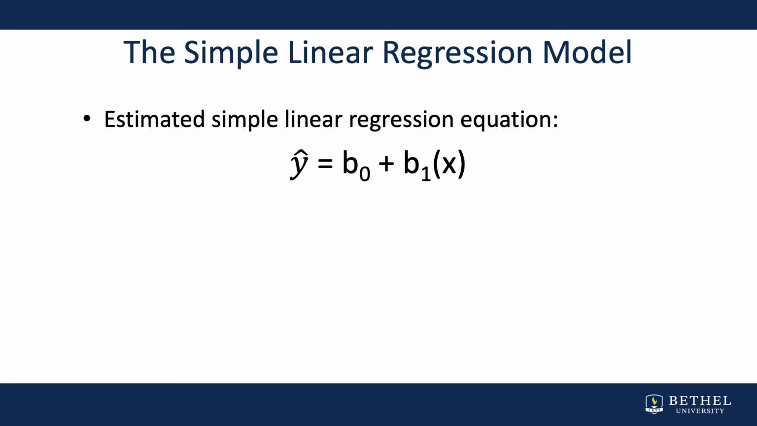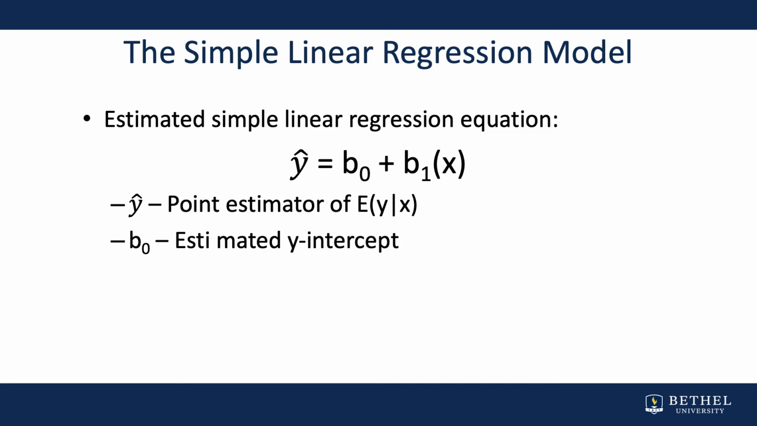Here's an example of a simple linear regression equation using the sample statistics. y hat is equal to b sub 0 plus b sub 1 times x, where y hat is the point estimator for the expected value of the relationship between x and y. b sub 0 is the estimated y-intercept, and b sub 1 is the estimated slope. The reason it's estimated is because we're using sample data to figure this out versus using all the data of a population to calculate the relationship.